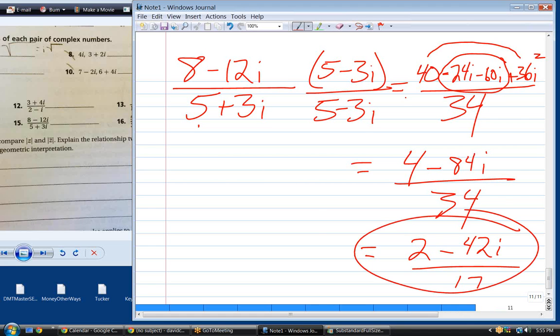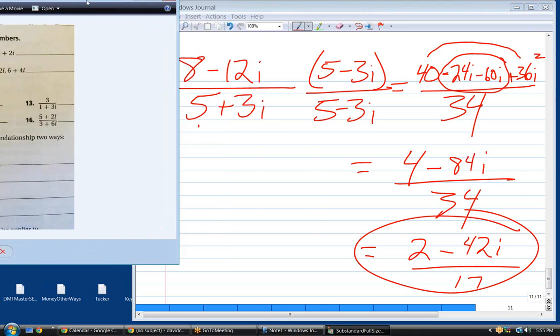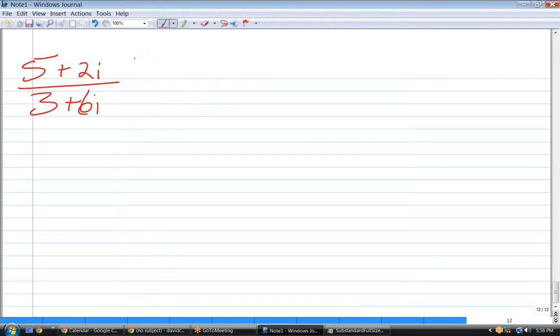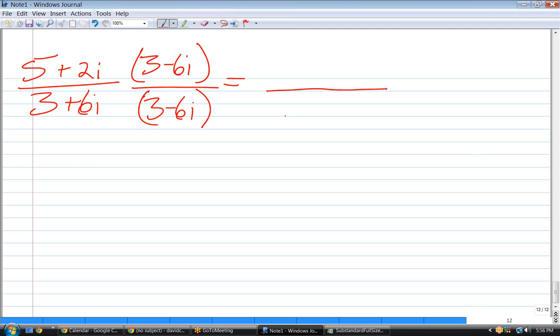Okay. We got one more problem. We got 5 minutes. Perfect time. Okay, so that'd be 5 plus 2i over 3 plus 6i. Okay, so you'd multiply by 3 minus 6i. And let's see, that would be 9, well, geez. Multiply that times that. 9 minus 18i squared.